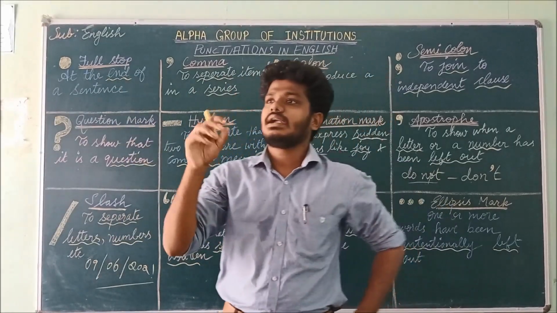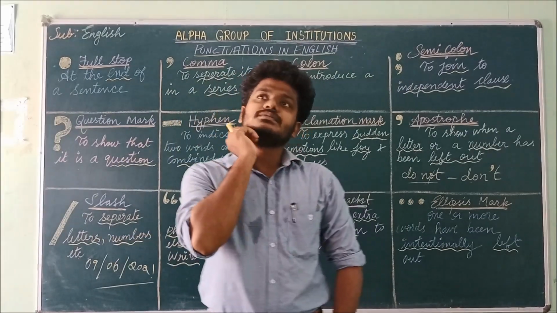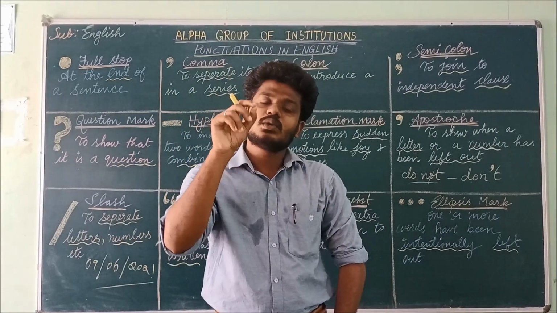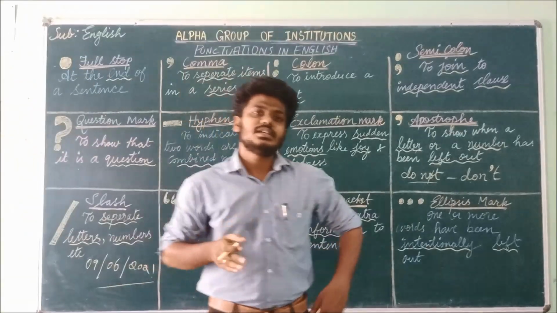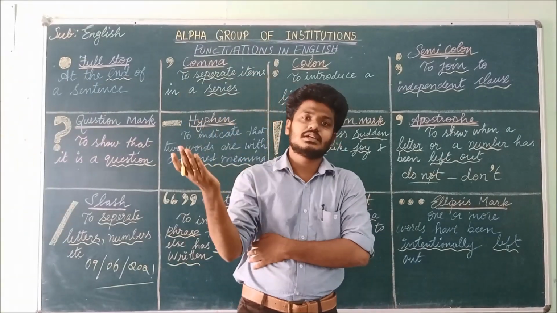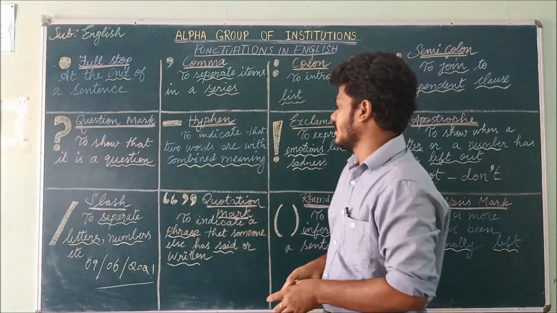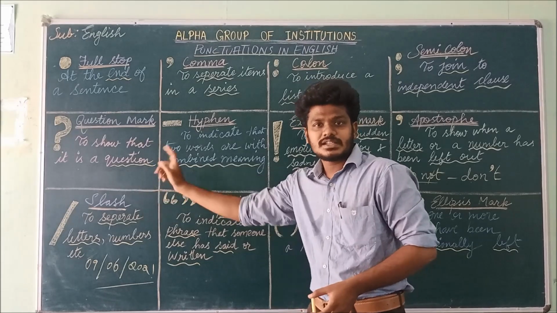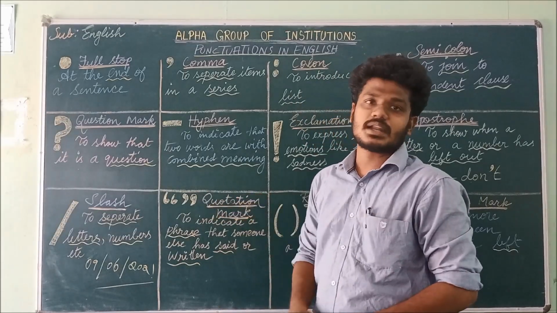Another example for words is: only children/women are allowed. Here, instead of using a comma or any other punctuation, they are simply using a slash to separate those two words. So this is the purpose of using a slash. Understand? Yes. So next is the quotation mark.